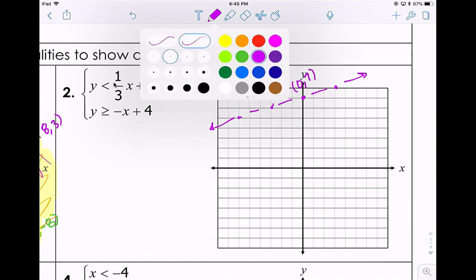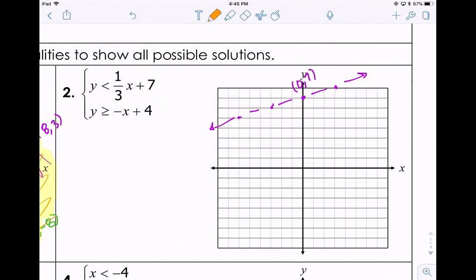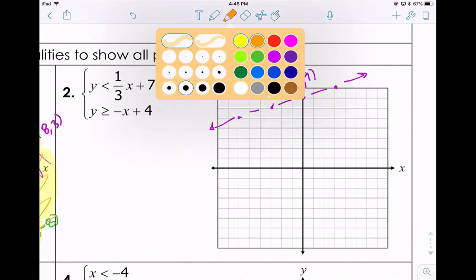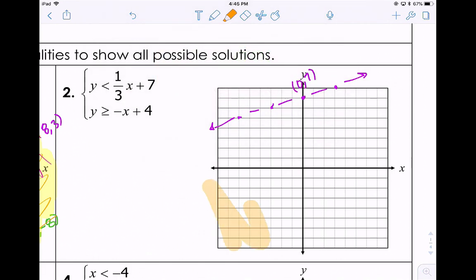Okay, so there's our dashed line, and we're shading y is less than. So less than is below. I'm going to use a highlighter this time just because I don't want there to be too much. So we're shading below this line. All of that here would be in the solution for that inequality.